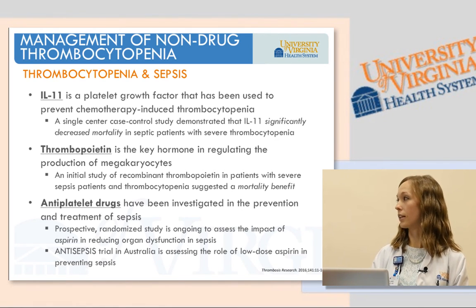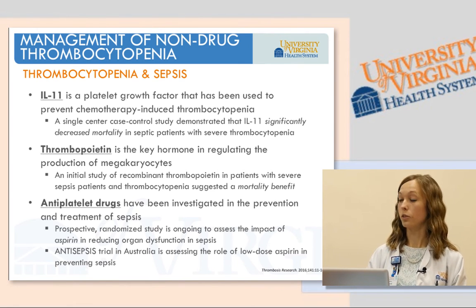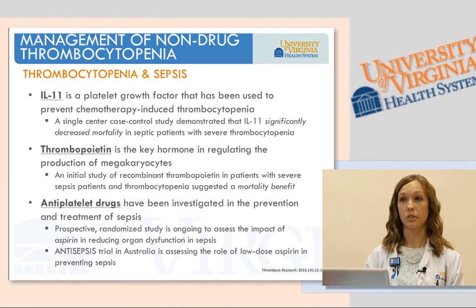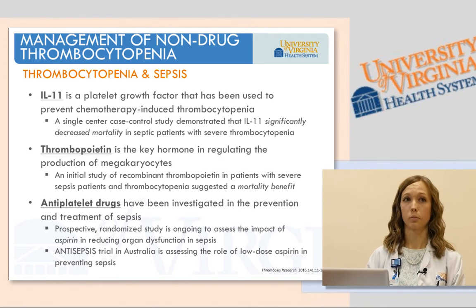And lastly, antiplatelet drugs are currently being investigated in both preventing sepsis and also in reducing organ dysfunction associated with sepsis that could potentially be related to these thrombocytopenic mechanisms. But these trials are still ongoing, so I don't have any information as far as outcomes at this point.